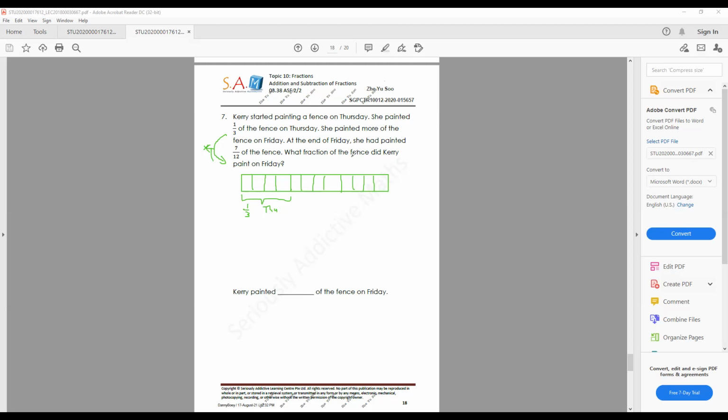Okay, so it says that at the end of Friday, she had painted 7 out of 12 of the fence. So where is 7 out of 12? 1, 2, 3, 4, 5, 6, 7. So what the story means is that all together by the end of Friday, 7 out of 12 is painted. And so this is both days, Thursday plus Friday. What fraction of the fence did Carrie paint on Friday? So it will be this portion here.